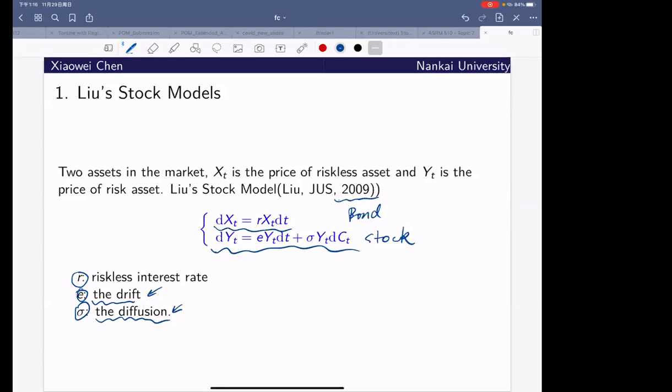So this is the future work. You can use the data to estimate the drift and diffusion. After you get the estimation, your model will be better, I think. So this is a very, very powerful theory. And today we will first assume that the drift, the diffusion, and the riskless interest rate are constant numbers, and derive the formula.